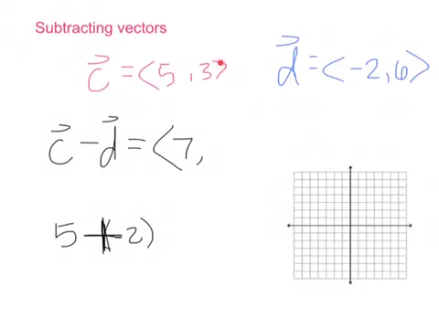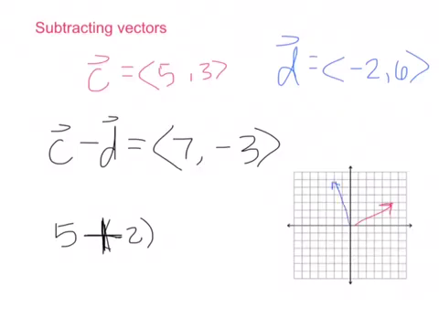And then we'll do the same thing with the vertical components. The vertical components are 3 minus 6. So 3 takes 6 steps backwards, that ends at negative 3. So vector C minus vector D is 7 comma negative 3. And we can do this graphically just like before. If we look at vector C, we'll go out 5 in the horizontal direction and then up 3 in the vertical. So that would be here. And then if we look at vector D, we go backwards 2 in the horizontal and up 6, which would be there.